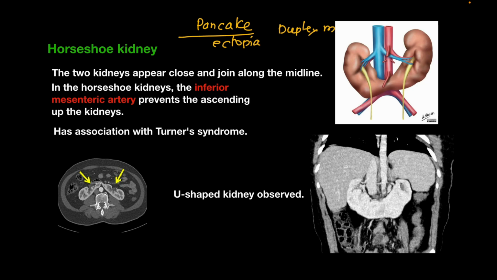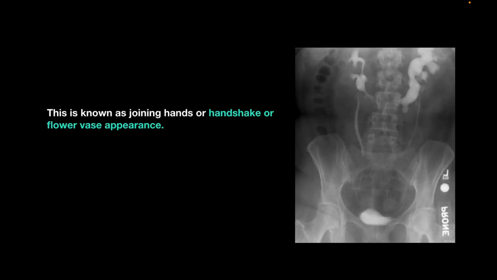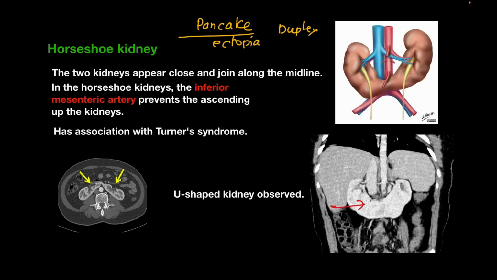The first one is horseshoe kidney. Look over here, this kidney appears horseshoe shaped. The two kidneys appear close and joined along the midline. In horseshoe kidney, the inferior mesenteric artery prevents the kidneys from ascending. This might be a question in your examination. It has an association with different syndromes or disorders, and most commonly it is associated with Turner syndrome.